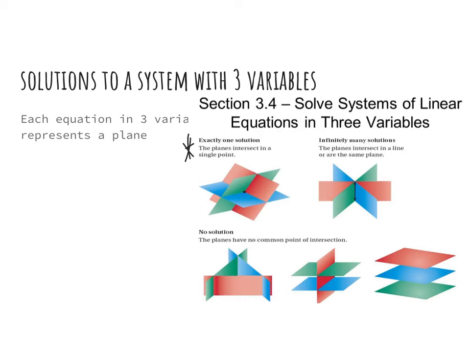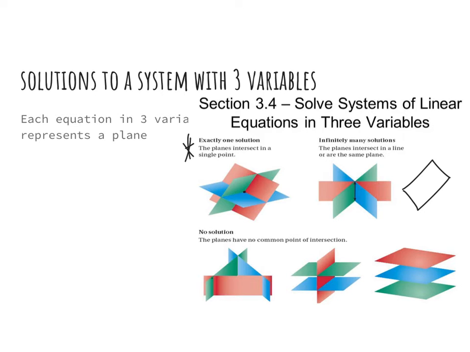We could have infinitely many solutions where the planes intersect in a line, or all three planes could be the exact same, so they're all sitting in the same spot. That could be infinitely many solutions as well. And the last one, no solutions, where there is no point where all three of them intersect at the same time.